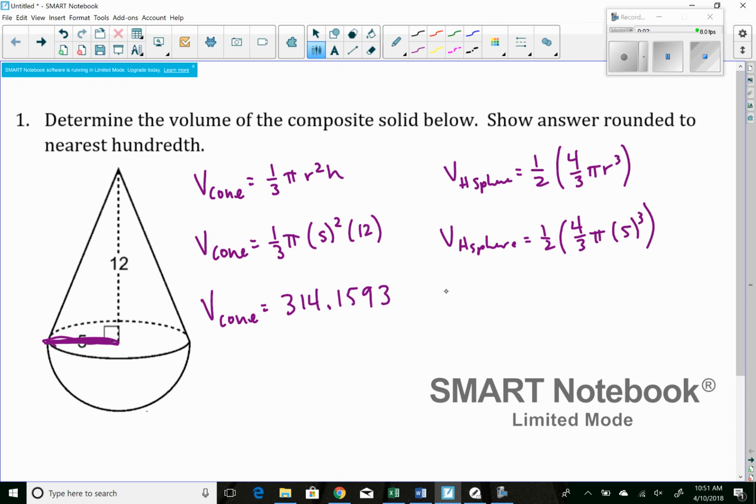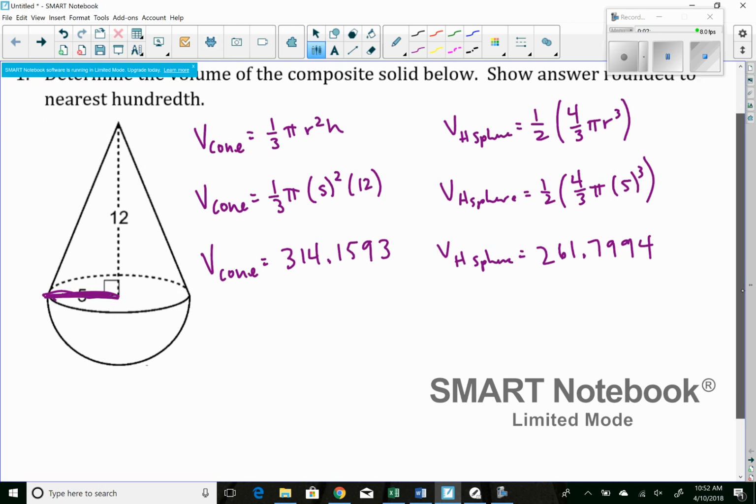Now this just becomes a calculator problem. Again, I'm going to round well past what I'm asked to round to here. So if I do this in my calculator, I get 261.7994.